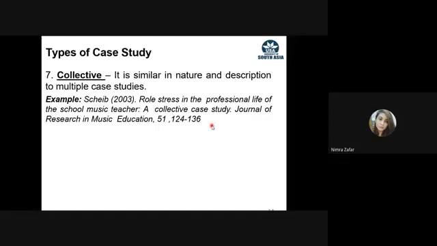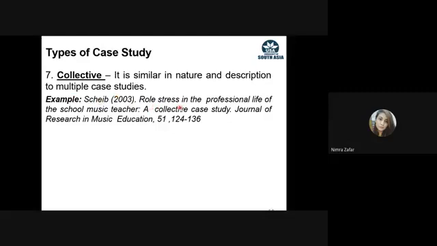Then you have collective case study. It is similar in nature and description to multiple case studies. As you do in multiple case study, you study multiple cases and then you explore the difference between those cases. In collective case studies, in the same way you collect a number of cases and you give description of those cases.